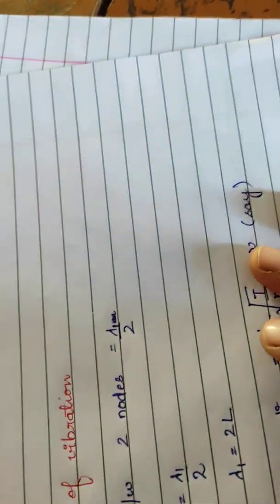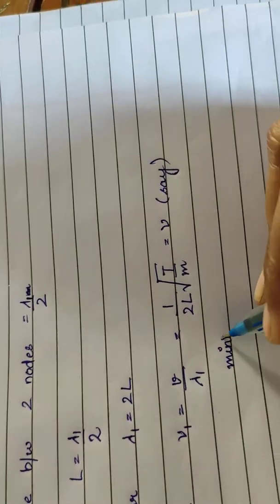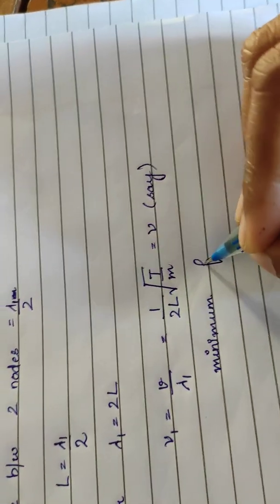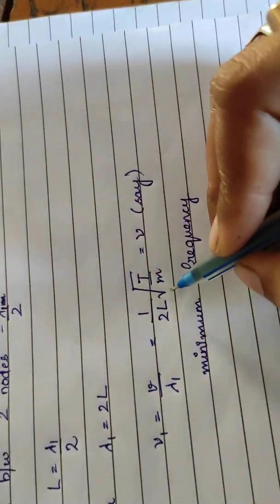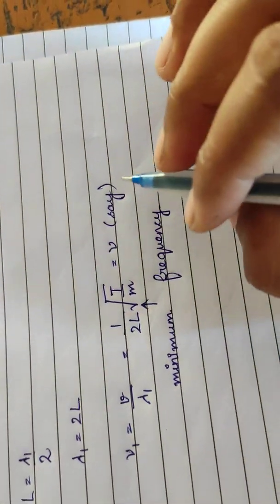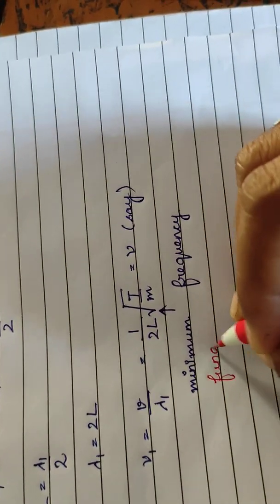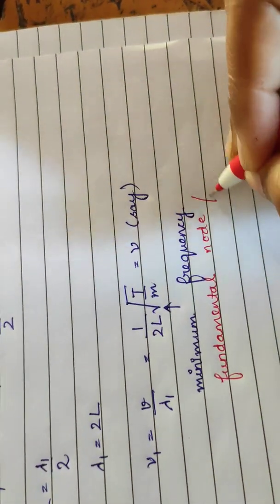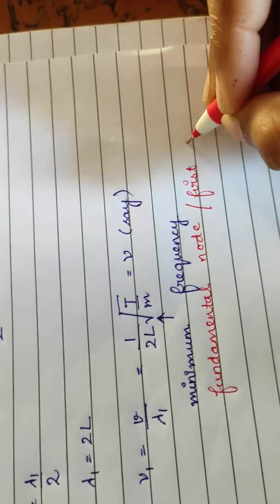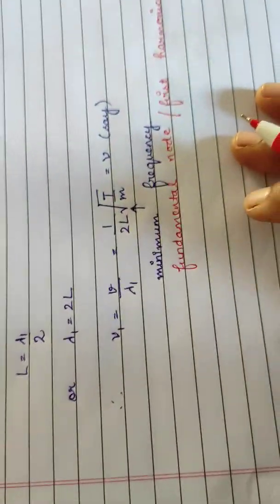Fine. So this is the minimum frequency with which a string can vibrate, and that is why this is known as the fundamental mode, or it is also known as the first harmonic. Fine. Now we will calculate the second mode of vibration.